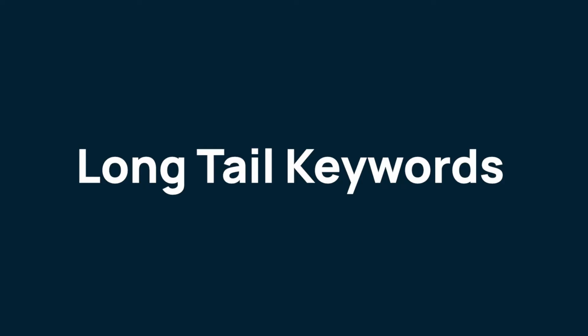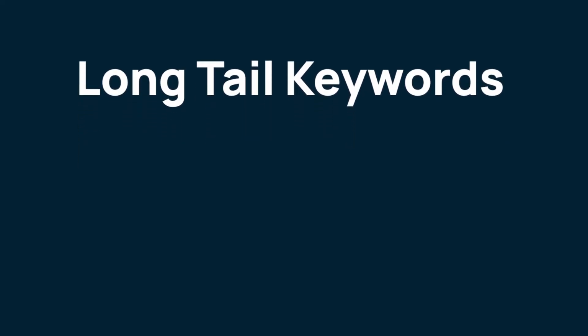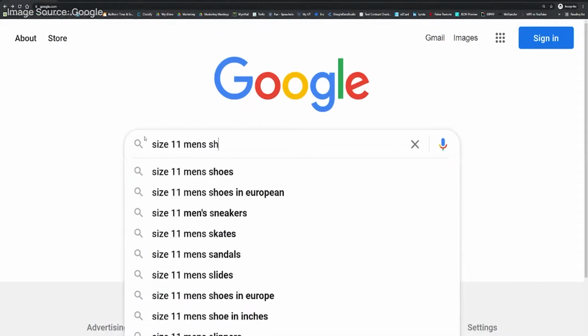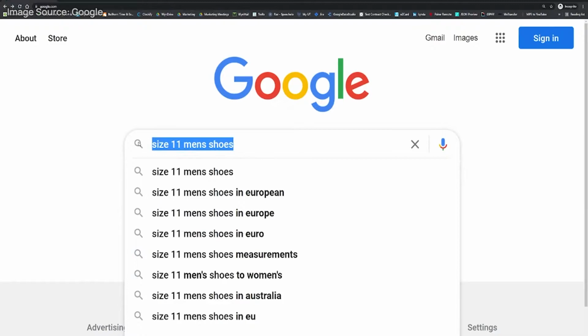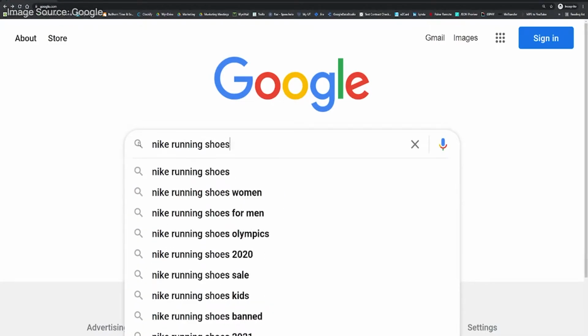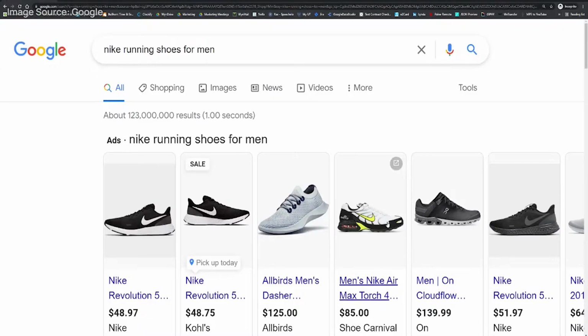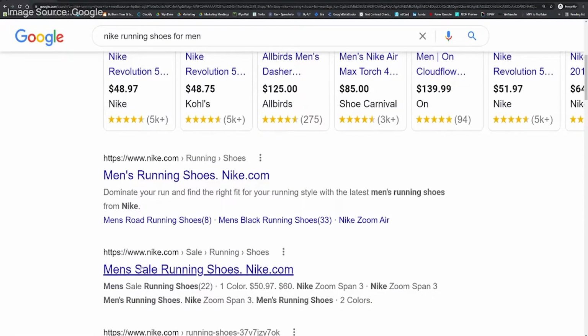Next up, let's look at long tail keywords. Long tail keywords are more targeted search terms that contain more than 3 words. Some long tail keywords would be size 11 men's shoes or Nike running shoes for men. As you can see, these keywords are more specific than short tail keywords, providing the user with more specific search results.